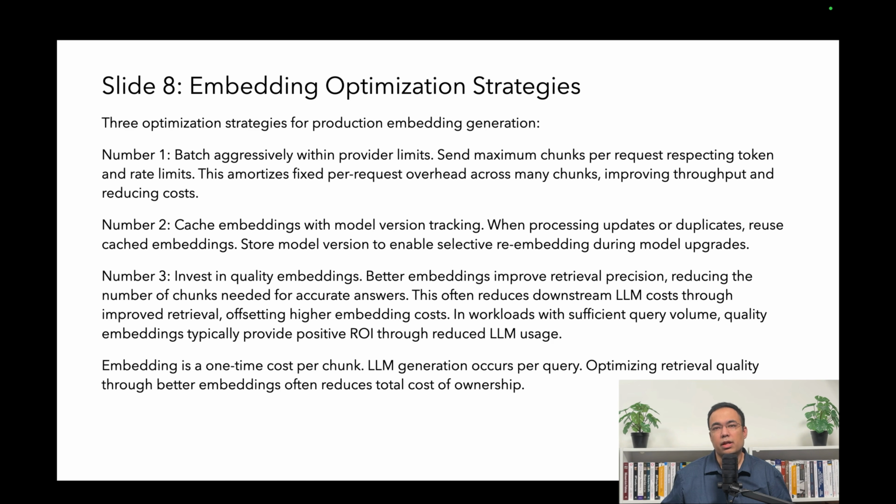Now, number two, implementing embedding caching with model version tracking is pretty key. When you're processing updates or encountering duplicates, you should reuse the cached embedding rather than making new API calls.